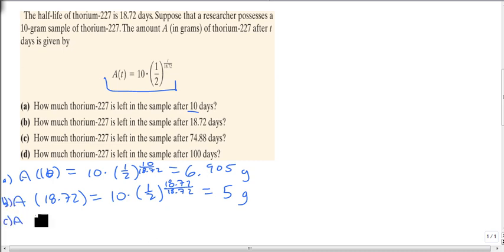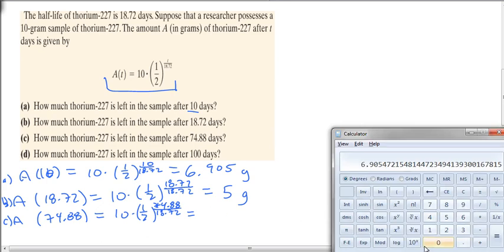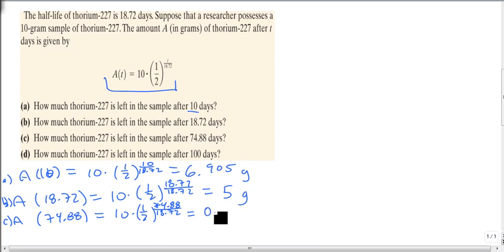For C, so this was A, and that should be a 10, B, and C, we want to know A of 74.88, so we plug this in. This is going to come out at 10 times 0.5 raised to the parenthesis 74.88 divided by 18.72, close parentheses, equals, we're down to 0.625 grams.